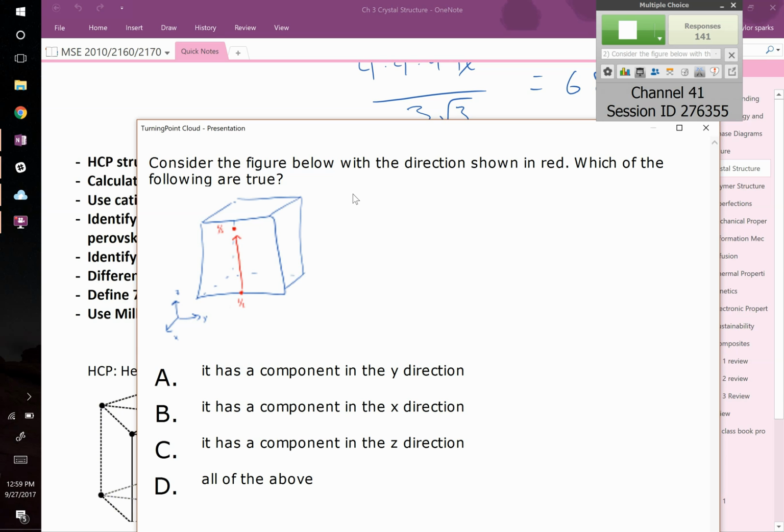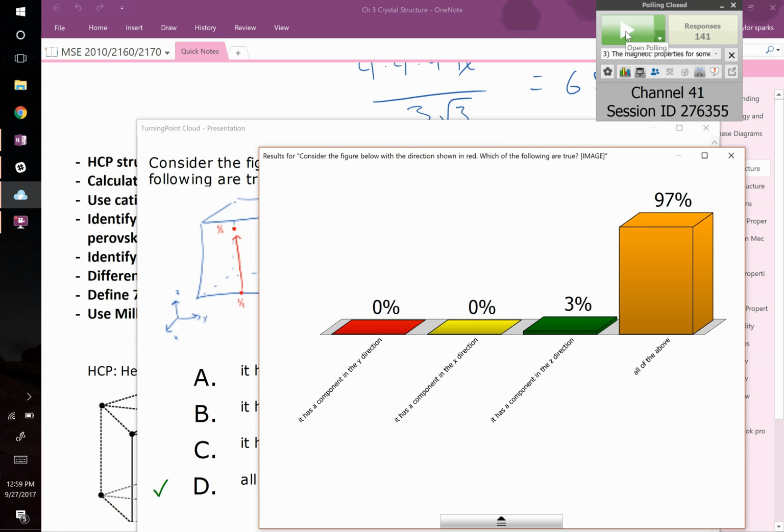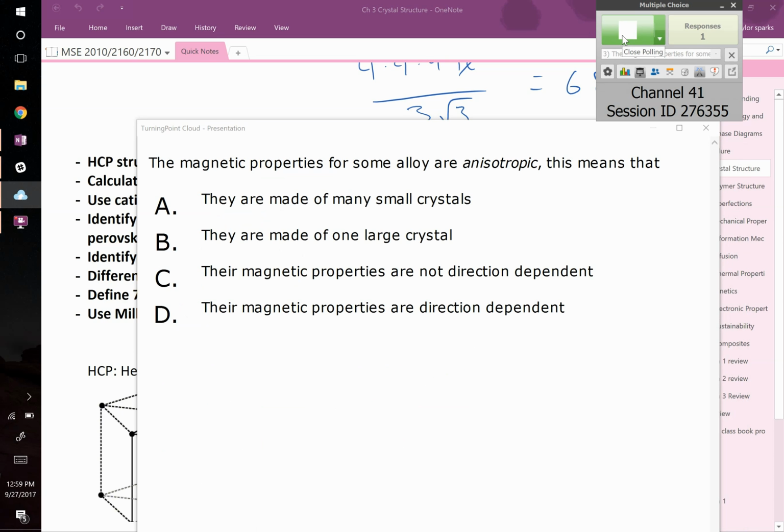Okay, we're going to wrap it up. Okay, definitely has all three components. Then the last question is, the magnetic properties for some alloy are anisotropic. This means that A, they're made of many small crystals. B, they're made of one large crystal. C, their magnetic properties are not direction dependent. Or D, their magnetic properties are direction dependent.